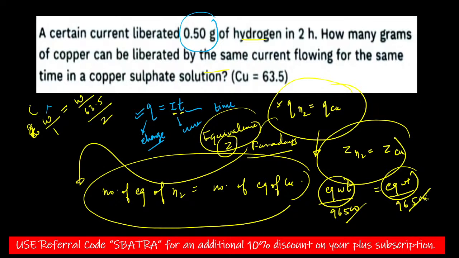Now this weight is equal to 0.50. This weight is equal to 0.50, and we need to find out this particular weight. Just tell me the correct value of this weight, which is 0.50, and this one is 63.5 divided by 2. Yes guys, just tell me the correct answer for this relation.